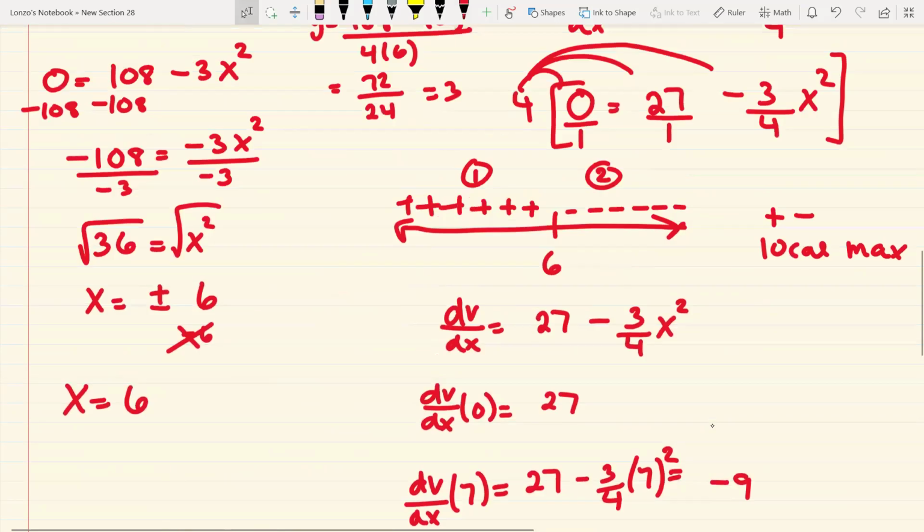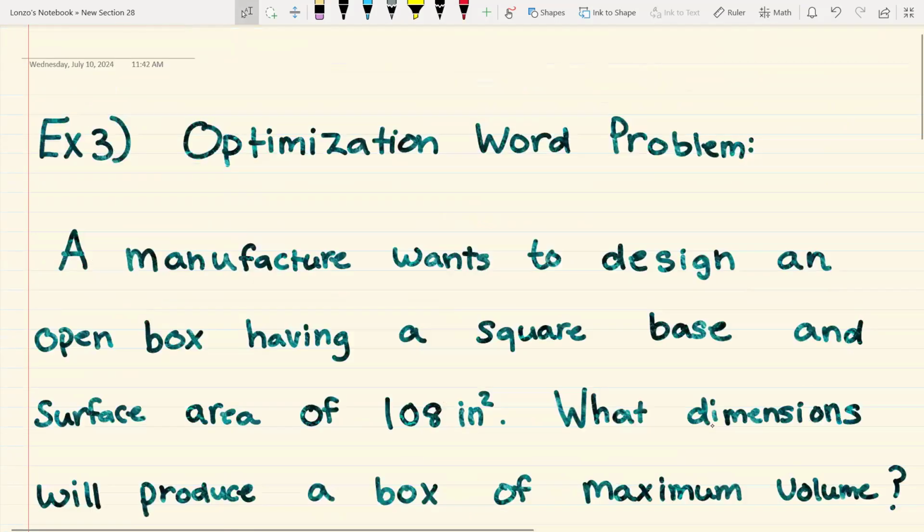Okay, so that wraps up this example. This is example 3, optimization.